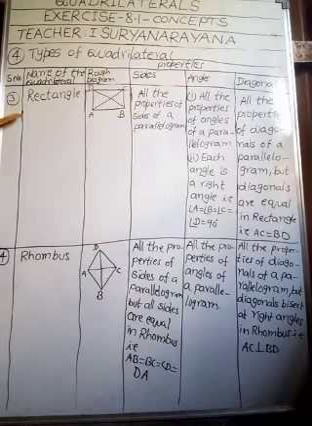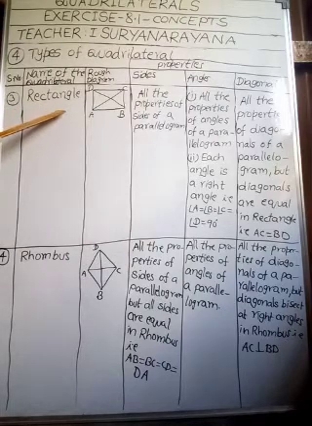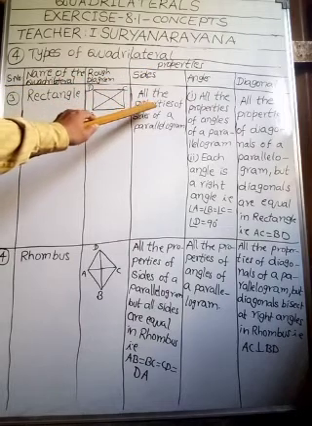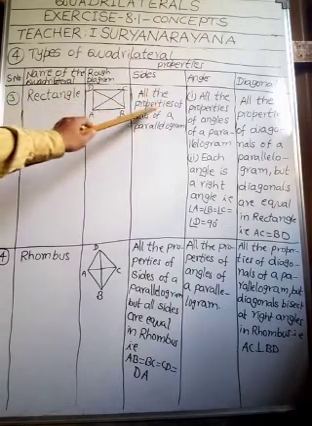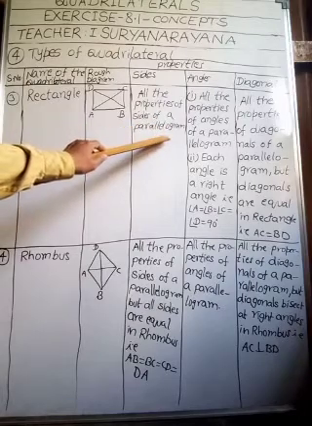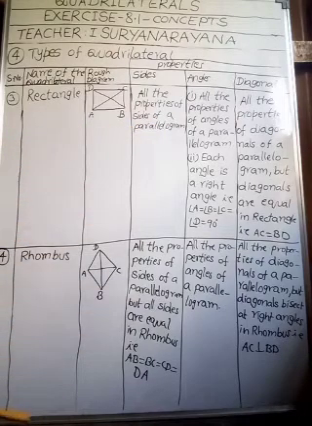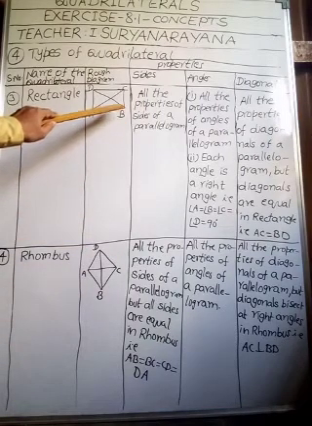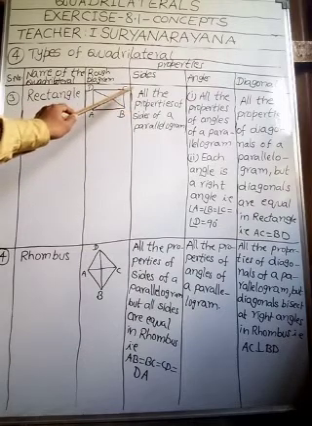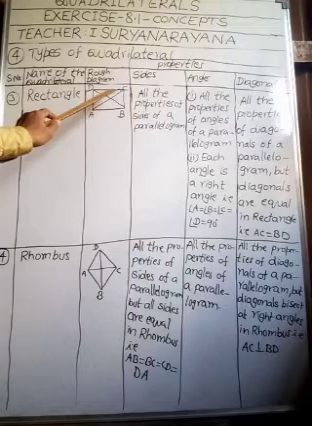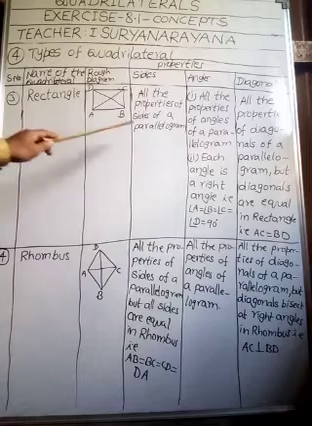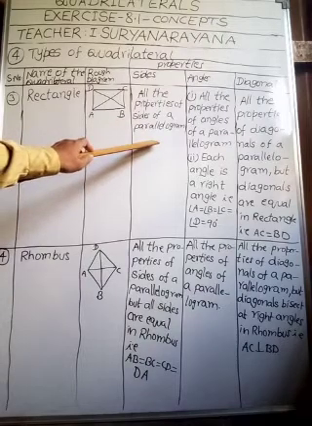Now come to the next type of quadrilateral, that is rectangle. Okay, my children, this is a rough diagram of a rectangle. Now come to the properties of sides of a rectangle. Whatever the properties of sides of a parallelogram are, the same properties are applicable here also. Means pairs of opposite sides are parallel and equal. Is this point clear?